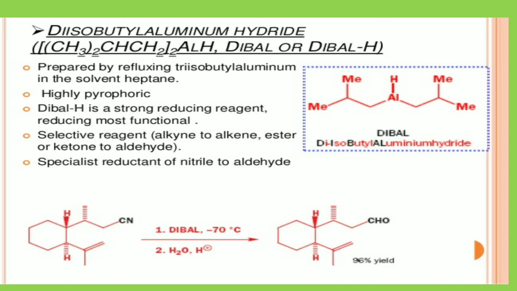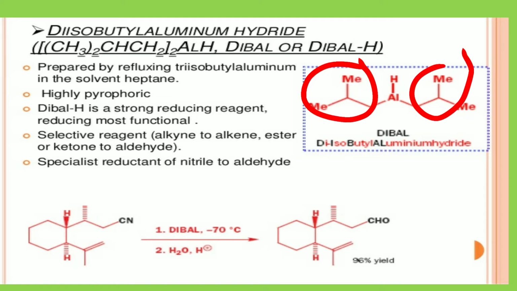The long form of this DIBAL is diisobutyl aluminium hydride, which is denoted as DIBAL-H, like this. Here, this DIBAL is prepared by refluxing triisobutyl aluminium in the solvent heptane.